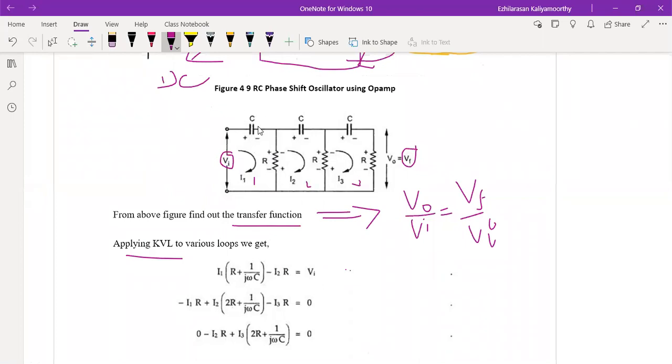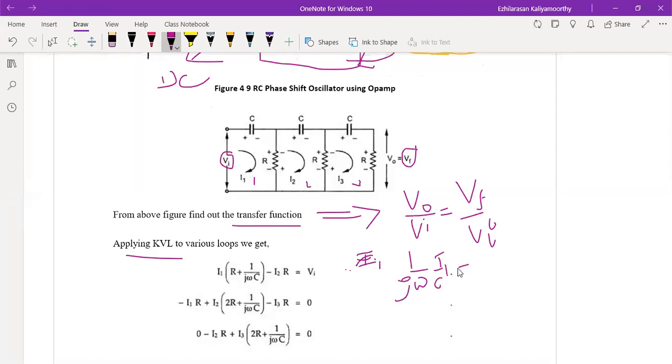This is C. C is nothing but a capacitor reactance actually. We studied that earlier. That is nothing but I1 into R. I will write like this, but instead of this, I will write in this way. This will be written as 1 by j omega C I1. I hope you remember.